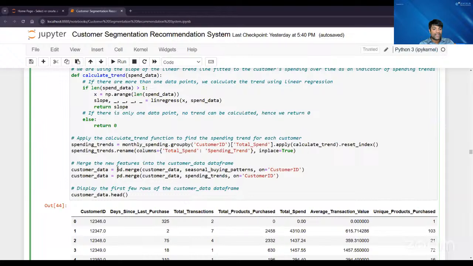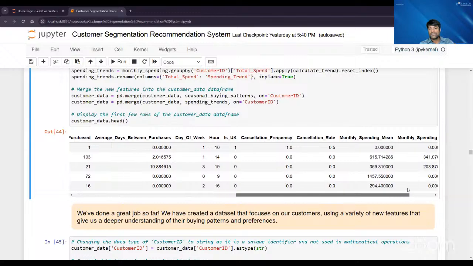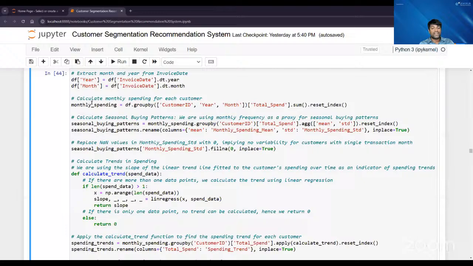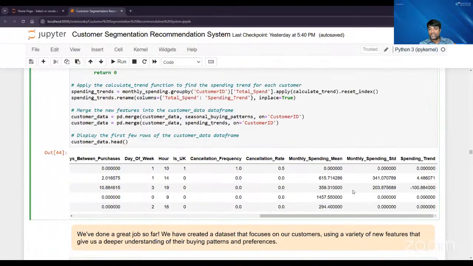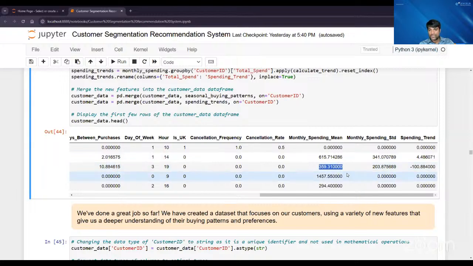After that, we merge the data set with the original customer_data data set, so now we will have more columns. After this is UK cancellation frequency. Now, what are the things we have added here? You can see that we are calculating the monthly spending, the seasonal buying spending. The monthly spending mean value: this fellow is spending around 615 pounds, this person around 359 pounds, and this person around 1457 pounds.